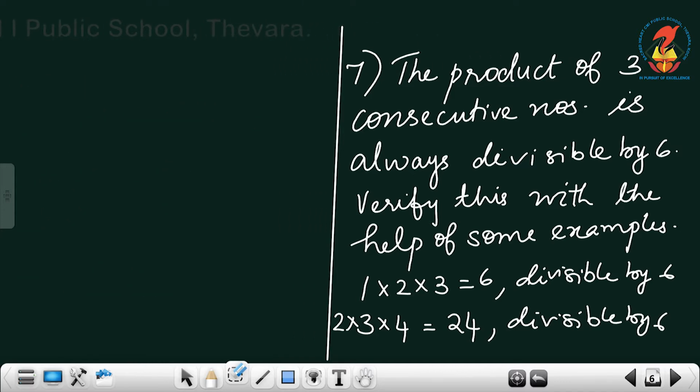Then 7th question. The product of 3 consecutive numbers is always divisible by 6. Verify this with some examples. You can take any consecutive numbers. Take 1, 2, 3, the first 3 consecutive numbers. So, 1 into 2 into 3 is 6. It is divisible by 6. What you have to do is take any 3 consecutive numbers. 2 into 3 into 4 is 24, divisible by 6. So, the statement is correct.